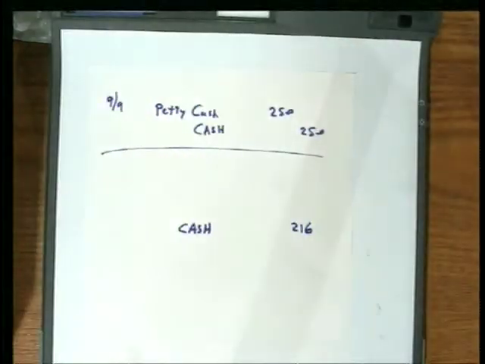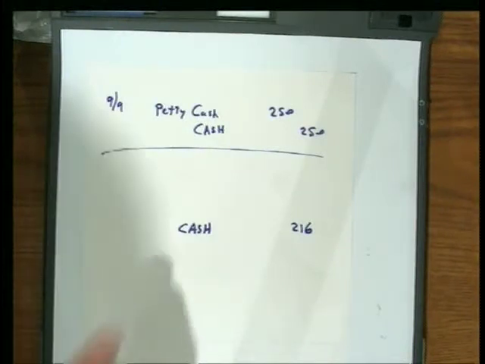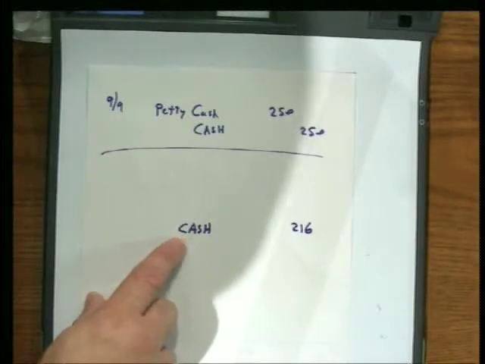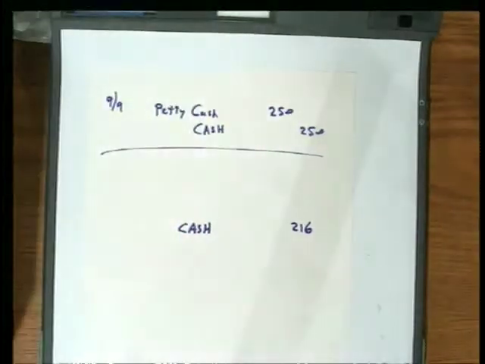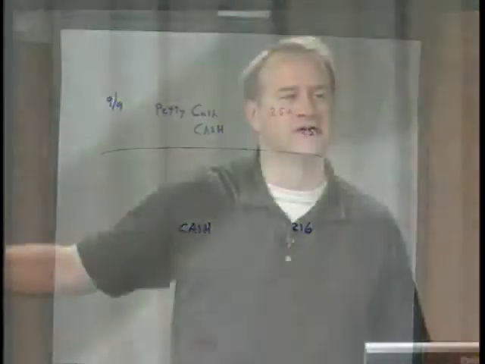Now notice that we do not credit petty cash. We are crediting cash. As a matter of fact, on your notes, make a little note that says, note, this is not petty cash, because that's a common mistake that people make when they credit that. Okay, that is the first thing that we do in building our journal entry.